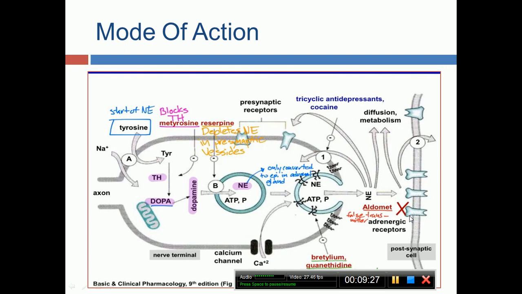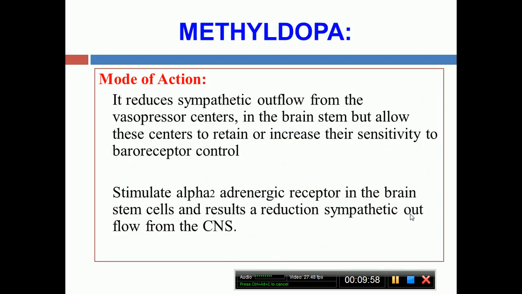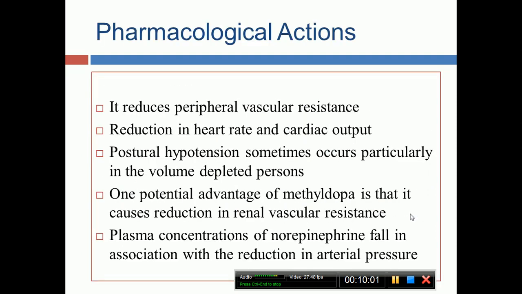But what actually Aldomet, which is a brand name for methyl dopa, does is that methyl dopa is converted to alpha methyl norepinephrine. So it actually fakes the presence of norepinephrine. It is structurally related to norepinephrine, and it binds to the receptors. Even if norepinephrine is there, norepinephrine won't be able to bind with the receptors. So this is how it can cause an antihypertensive action.